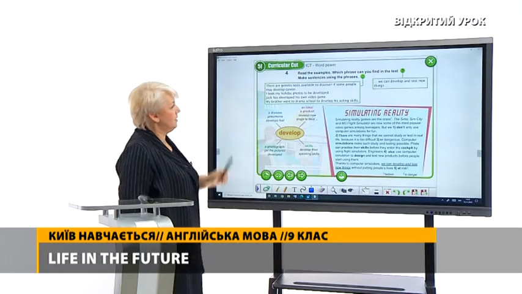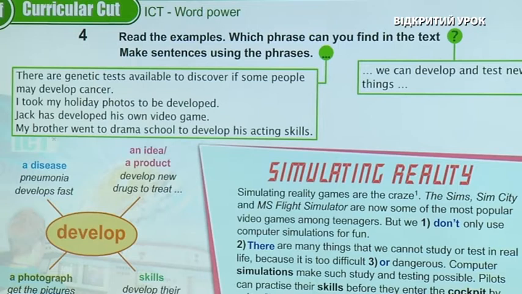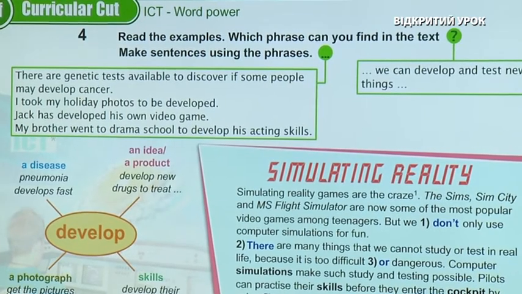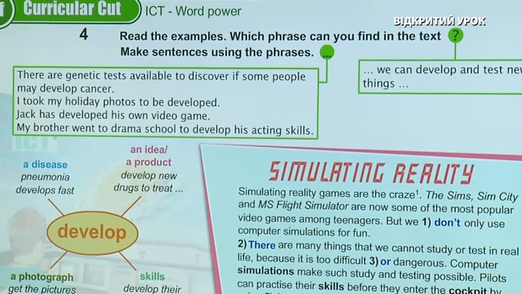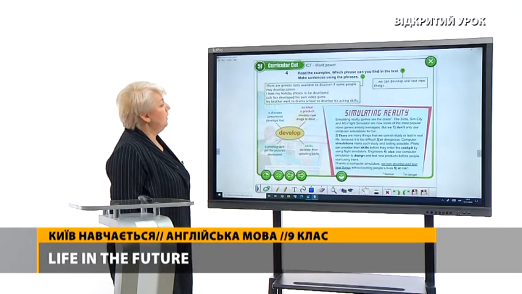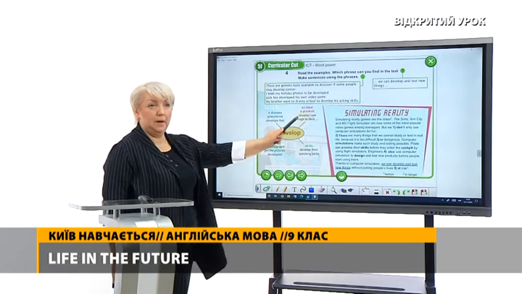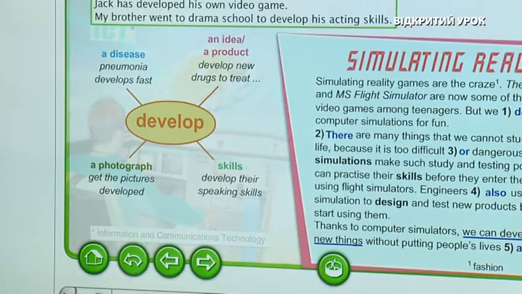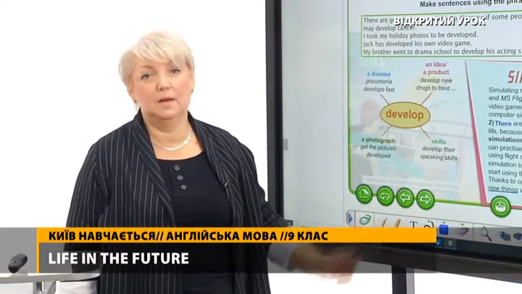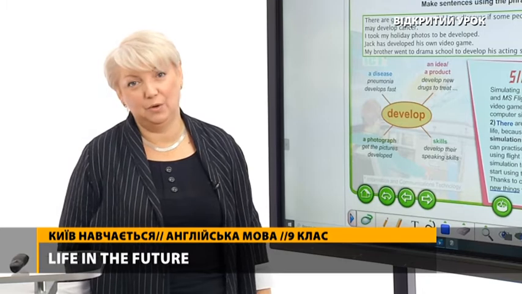Look here, there are some examples. There are genetic tests available to discover if some people may develop cancer. Develop, disease. I took my holiday photos to be developed. It's about a photograph. Jack has developed his own video game. It's about an idea or a product. My brother went to drama school to develop his acting skills. It's about developing skills. I hope it will be an easy task for you.